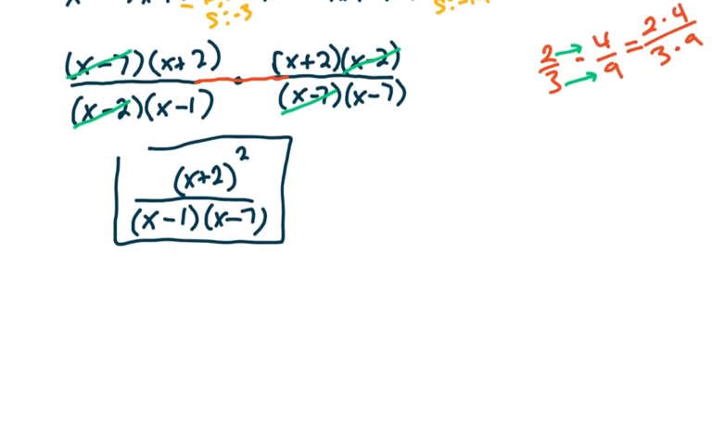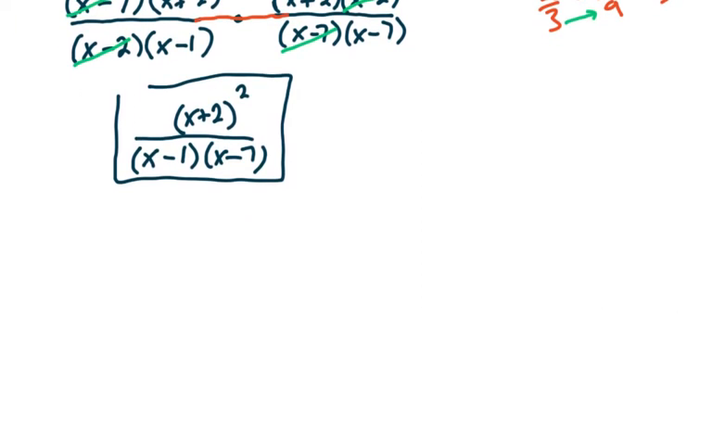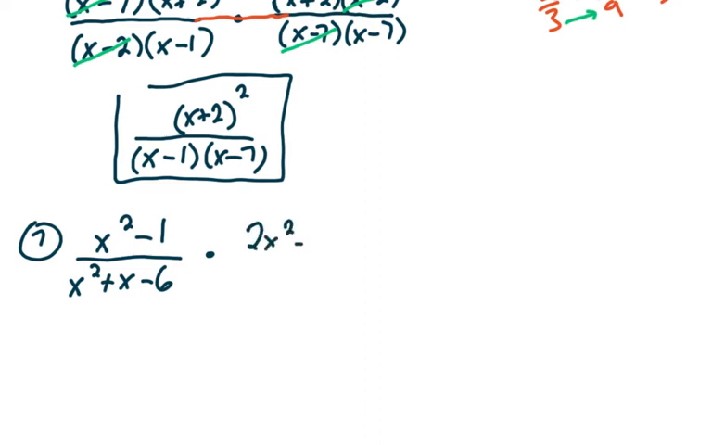All right, so let's have you guys try one. Try x squared minus 1 over x squared plus x minus 6, times 2x squared plus 7x plus 3 over 2x squared minus x minus 1. So go ahead and pause the video and give this one a try.